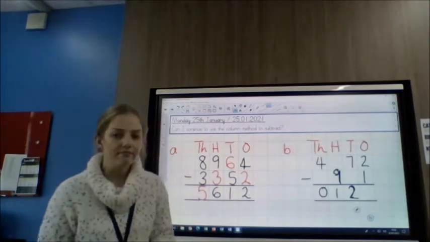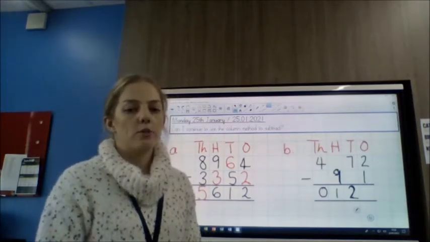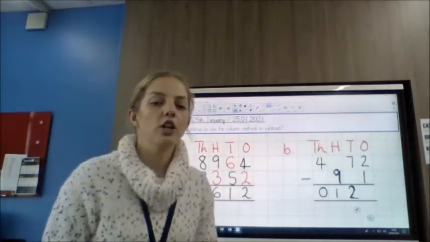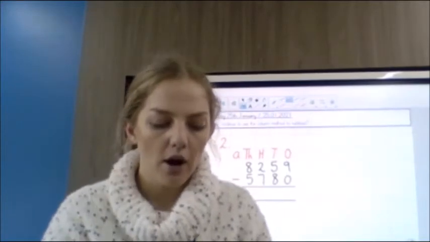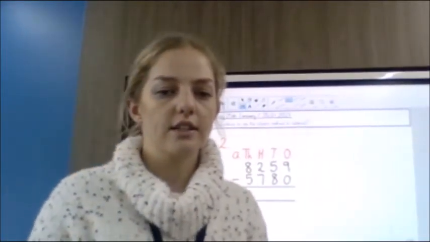Okay. Moving on to B. Now I'm not going to work this out with you. I'd like you to have a go at this on your own. Part 2, so question 2, is asking you to work out the answers to these column subtractions. I know that you're all going to be fantastic at this, but I'm going to go through A with you first, and then I'd like you to try B, C and D on your own, okay?